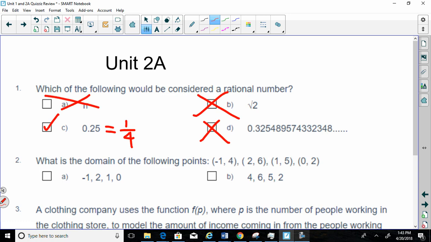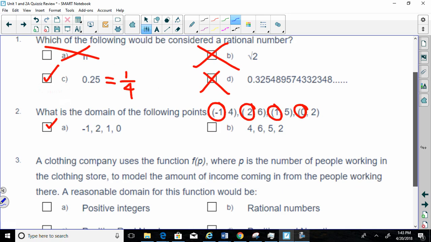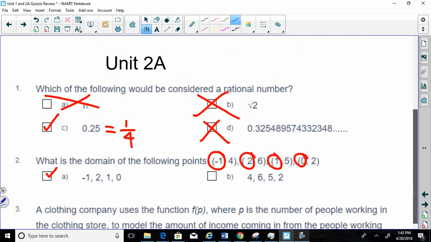What is a domain? What's a domain mean? X, right? So X would be all your first numbers. What would the other numbers be? Your Y, which is your range, right? Okay. So this is back to domain and range.